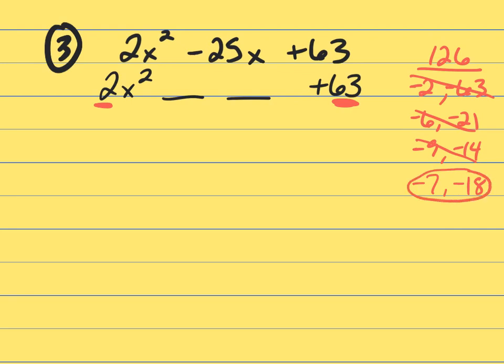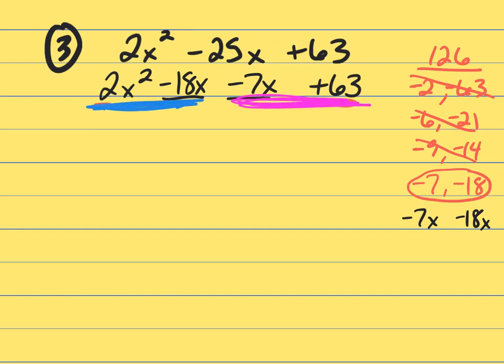Now, we have to plug in these numbers, and they have to equal negative 25x. So I'm actually going to plug in a negative 7x and a negative 18x. All right, so I'm going to fill in those two spots with a negative 7x and a negative 18x. The left side, I always call that my blue side, and the right side, I'm going to call that my purple side.